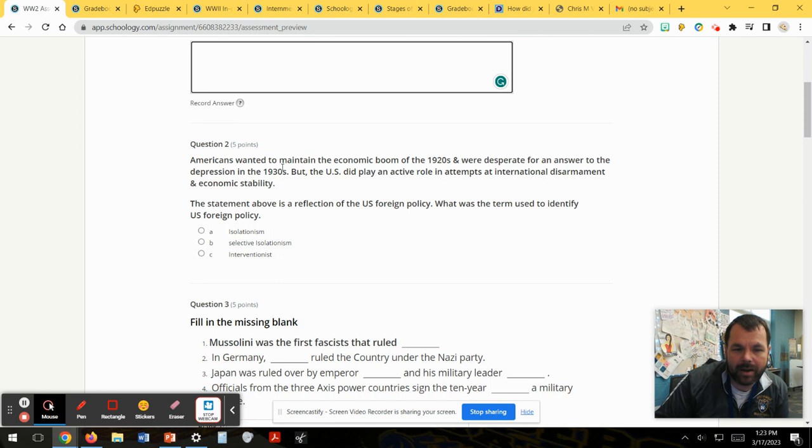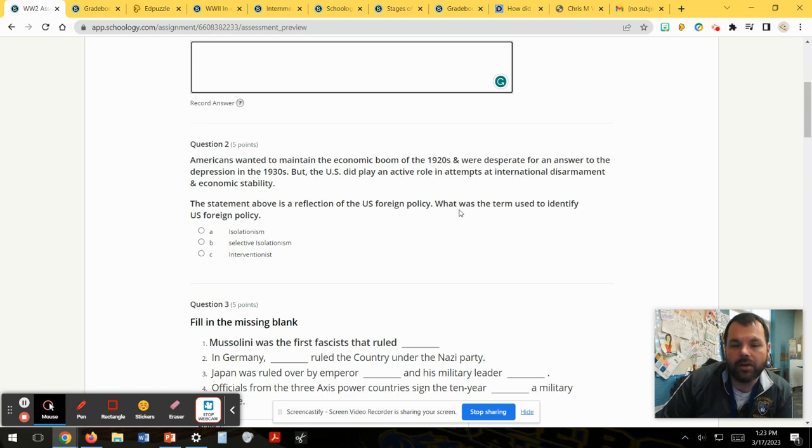Question two, it says Americans wanted to maintain the economic boom of the 1920s. Were desperate for an answer to the Depression in the 1930s, but the U.S. did play an active role in the attempts at international disarmament and economic stability. All right, so this is just explaining what was going on in the U.S. Hey, we were going through a boom, then we had a depression, and now we're starting to build our way back up.